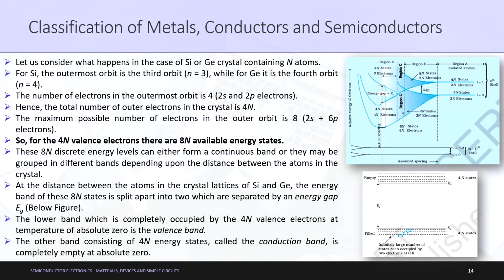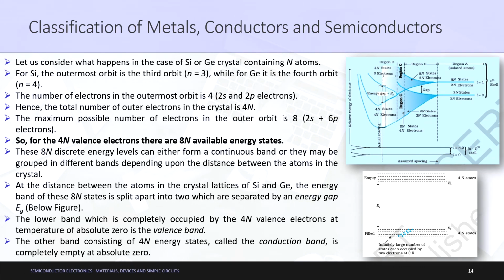Okay. The number of electrons in the outermost orbit is 4, quite evident, as it is 2s and 2p electrons. Hence, the number of outer electrons in the crystal is 4n. How is it 4n? Because the number of atoms is n, therefore 4 multiplied by n gives you the total number of outermost electrons in those complete n atoms.